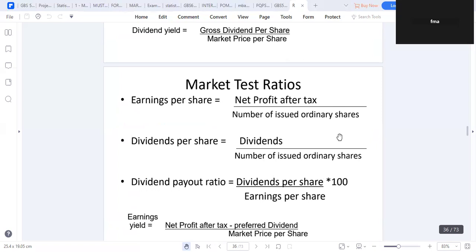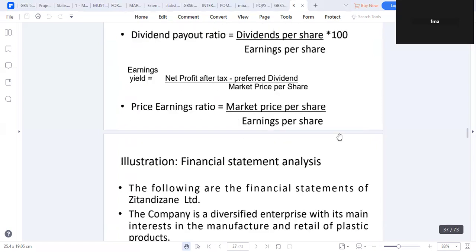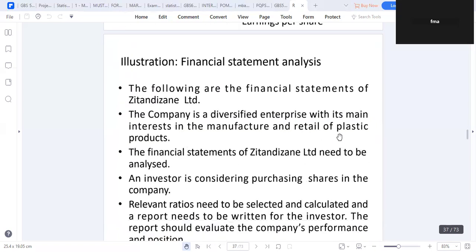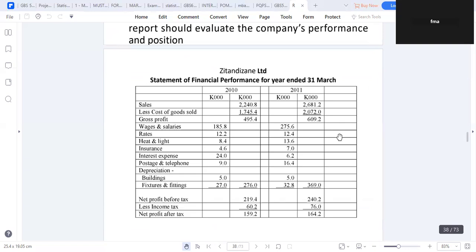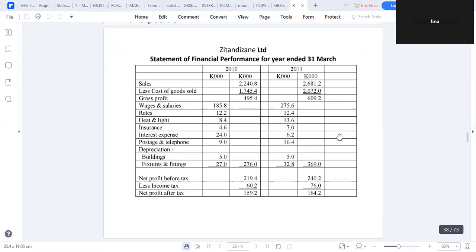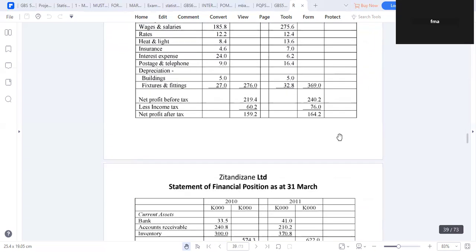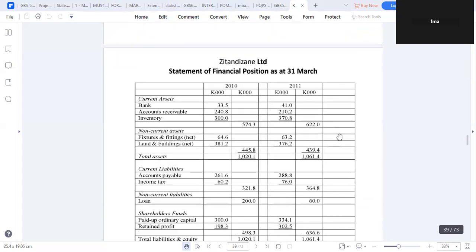So we'll go to our example. We're looking at Zeni, a company that deals in retail plastic products. It needs to be analyzed because investors are considering purchasing shares there. They've given us their statements to analyze for them. So this is the statement of financial performance for 2010 and 2011, and this is our balance sheet.